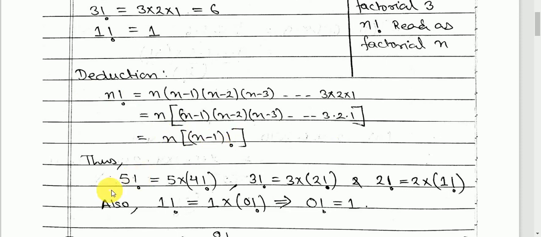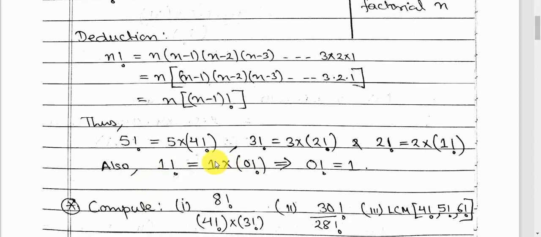For example, if I have factorial 5, I can write 5 into factorial 4. Factorial 3, I can write 3 into factorial 2. If I have factorial 2, then I can write 2 into factorial 1. So factorial 1 can be written as 1 into factorial 0.